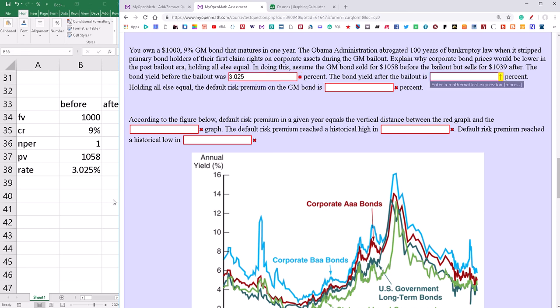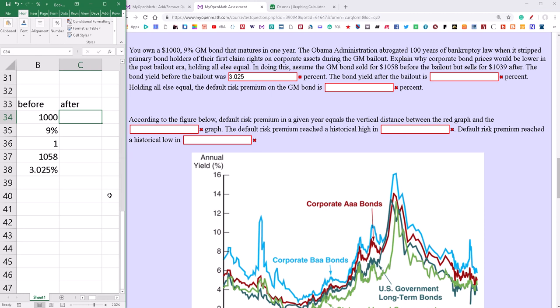Okay. What is the bond yield after the bailout? Well, the face value is still $1,000. The coupon is 9%. 1 period. And the price after the bailout, it dropped to 1039. And then we type equal rate. Number of periods is 1. Now the coupon payment is $90, right? 9% of 1,000 is $90. And then the price enters as a negative because we got to pay that price. And then the face value is 1,000.